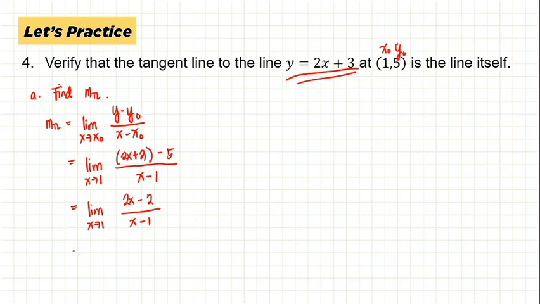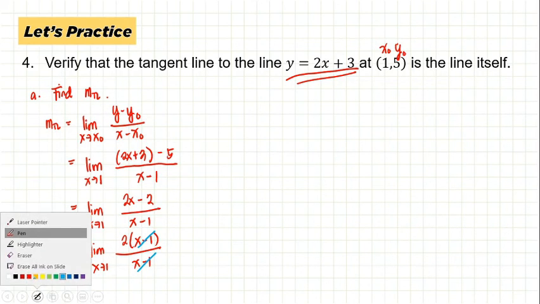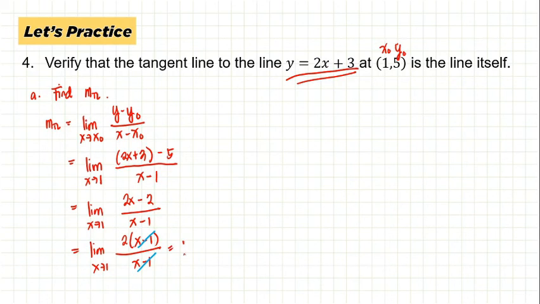So we will factor. The factors of 2x minus 2 are 2 and x minus 1, all over x minus 1 as x approaches 1. So from that, we can cancel out x minus 1. What's left is the limit of 2 as x approaches 1. And the limit of a constant is the constant itself. So the value of the slope is equal to 2. Next, we will solve for the equation.